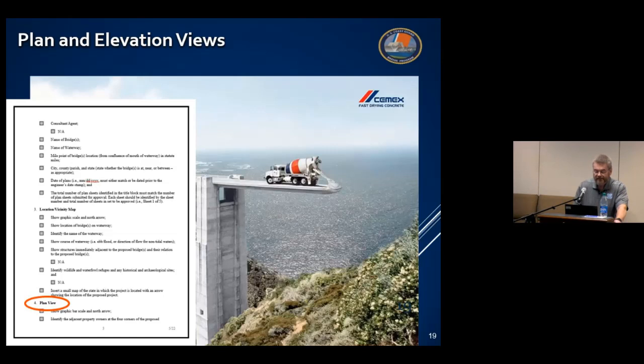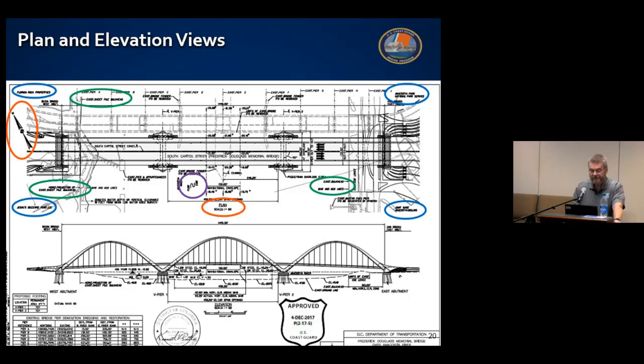So, let's take a look at an example in which the plan and elevation views were included on one plan sheet. We'll then take a closer look at each view separately. Okay, here's an example of how plan and elevation views can be depicted on a single plan sheet. This was the set for the Frederick Douglass Memorial Bridge in Washington, D.C. This project involves the replacement of the existing drawbridge with a higher level and more aesthetically pleasing fixed bridge.